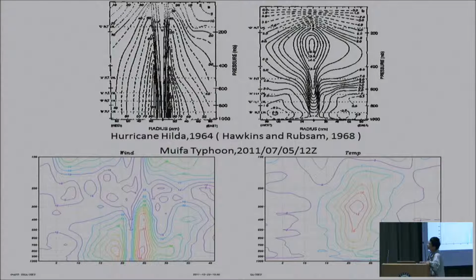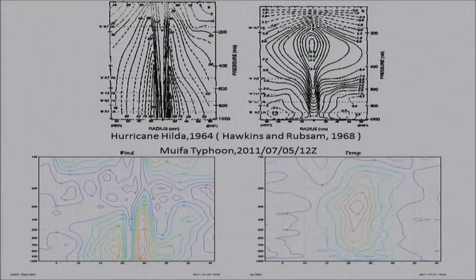You can see the warm core and strong wind around the eye wall, and the warm core is about 300 millibar. This is the Meihua typhoon using this scheme. You can see it is very similar to the analysis.